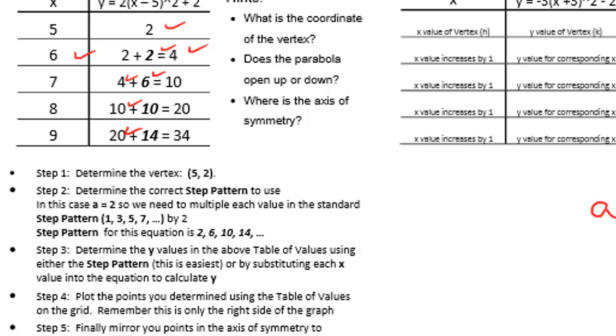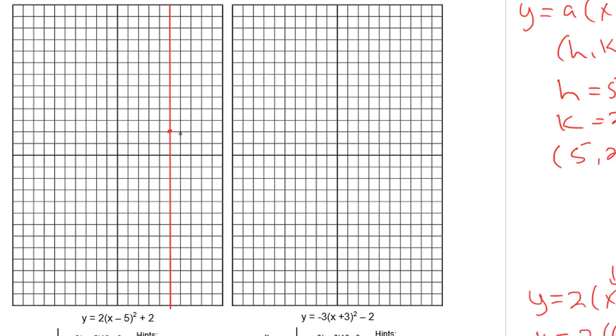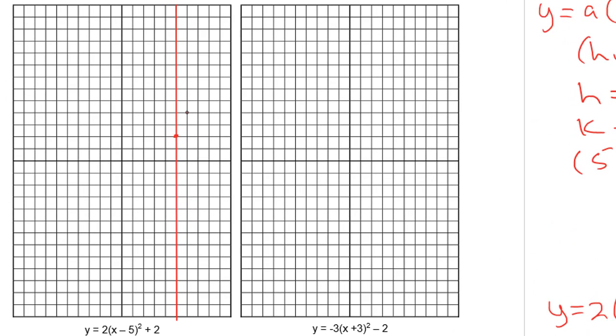Now, let's go ahead and plot these points. So, our first point is the vertex, and we've already plotted that. The next one, when x equals 6, y is going to equal 4. So that's going to be a point that is right here. Next, when x equals 7, y is going to equal 10. So we're going to move over 1 and we're going to move up to 10.